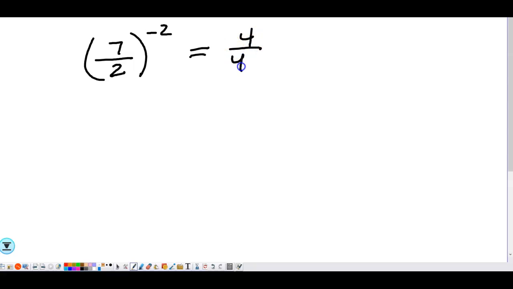4 over 49. If you square 2, you get 4. If you square 7, you get 49. And we flip it because it's a negative exponent. Oh, okay. I was like, whoa. So you square and flip.